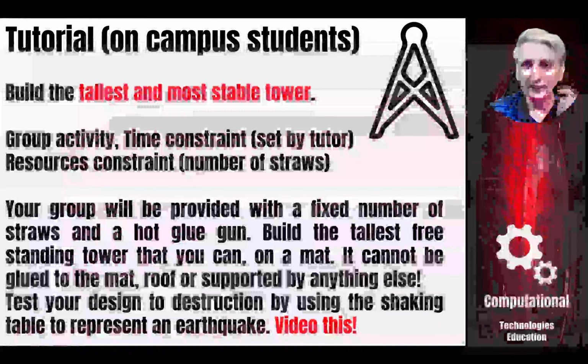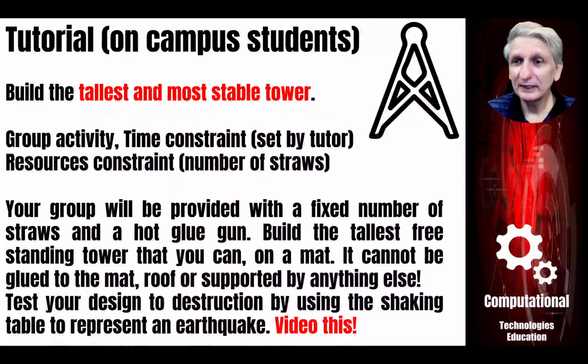Now, for on-campus students, you'll do these in teams, and you'll be using straws and hot glue guns to build the tallest tower that you can make, but it also needs to be strong. Of course, we have earthquake mats that are going to be shaken to represent an earthquake, to see whether or not your tower, while being relatively tall, can survive a reasonable sized earthquake. And a key thing is you can't glue your tower to the floor or to the roof or to anything else. It has to be freestanding.